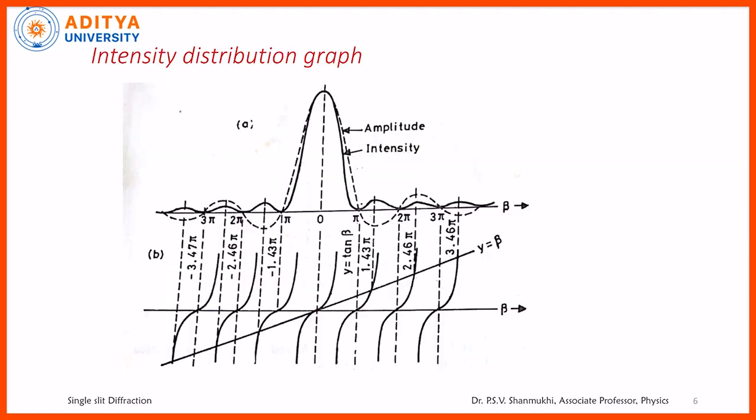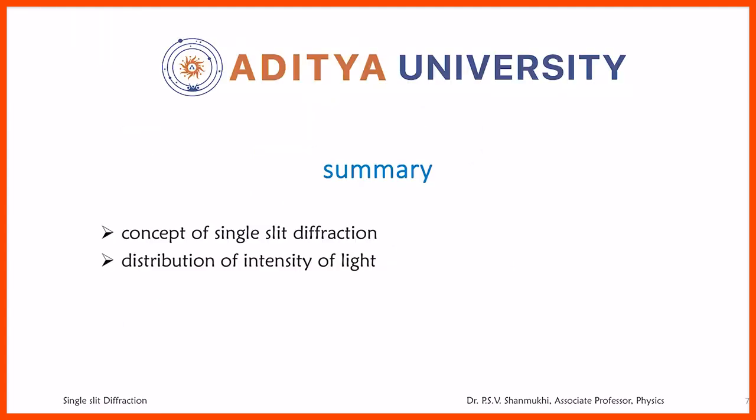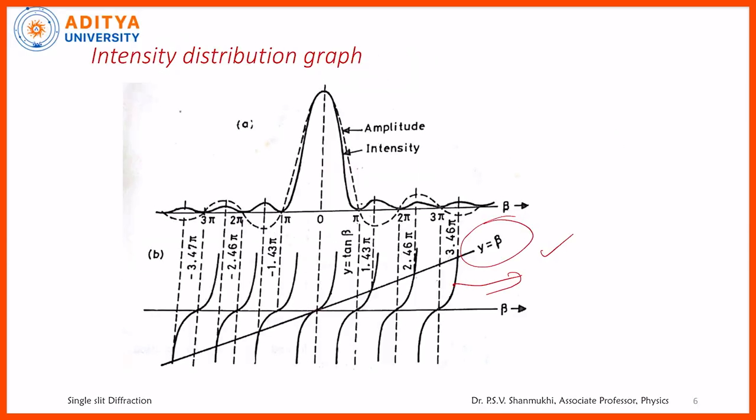Observe the graph. Here I plot a graph for y is equal to beta, we get a straight line, and y is equal to tan beta. These are the curves representing y is equal to tan beta, different curves. Actually tan theta is infinity at 90 degrees, that is pi by 2, 3 pi by 2, 5 pi by 2, 7 pi by 2, etc. We get infinite values. Tan 180, tan 2 pi, etc., we get zeros. Like that we get this kind of curves.